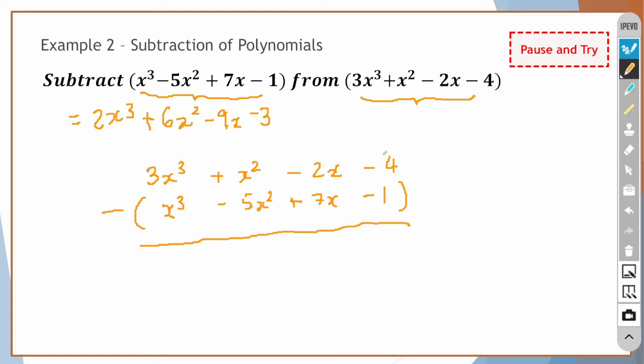So let's see what we get. We've got minus 4 minus minus 1, so that's the same as minus 4 plus 1. That gives us minus 3. Minus 2x minus 7x, that gives us minus 9x. Plus x squared minus minus 5x squared, so that's the same as plus x squared plus 5x squared, so of course that gives us plus 6x squared. And then plus 3x cubed, minus x cubed, and that gives us 2x cubed. And that's our answer.